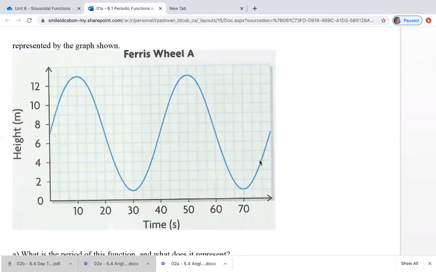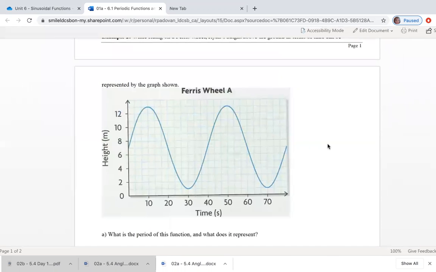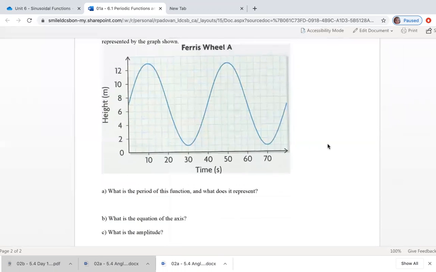So then let me see if I can zoom out a little bit. Usually it doesn't work for me here. Okay, there we go. So we can answer some of the questions. What is the period of this function and what does it represent?